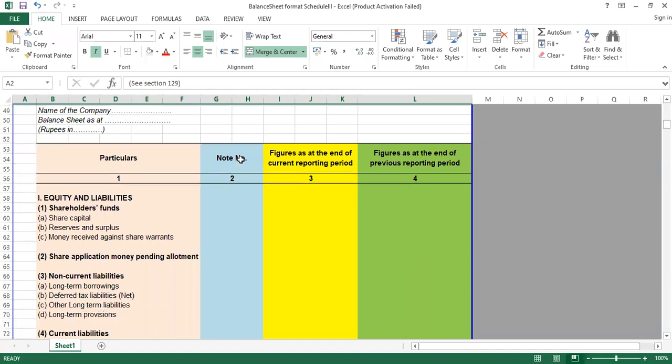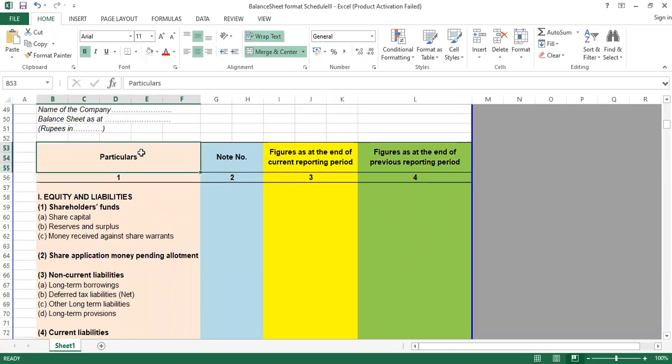But now if you focus on this balance sheet, the first column is particulars, then note number, then figures for the current reporting period, the current financial year, and the green color pertains to your previous accounting year.